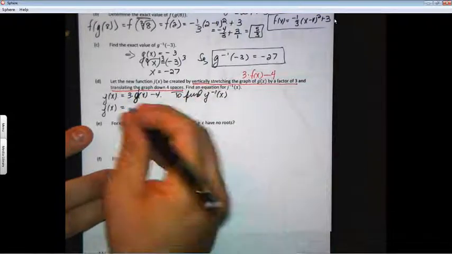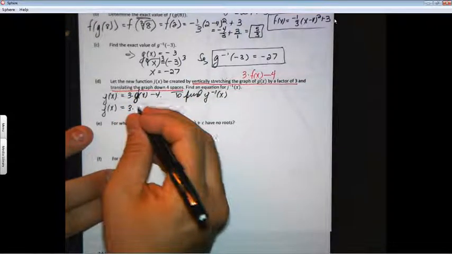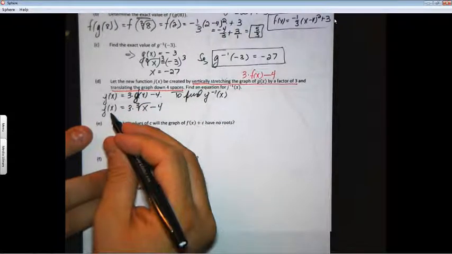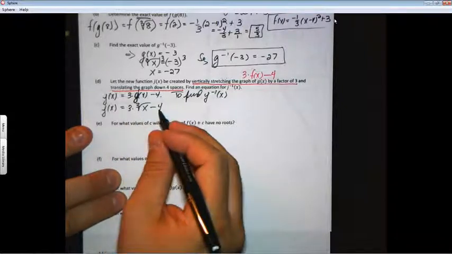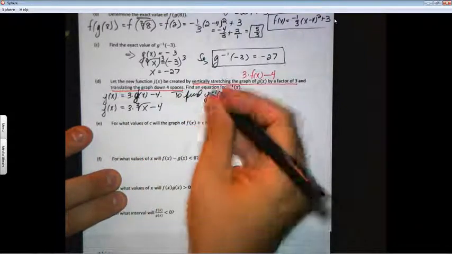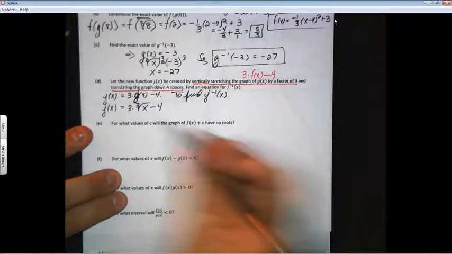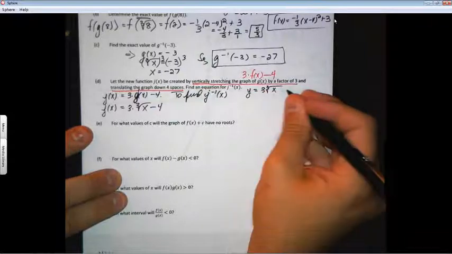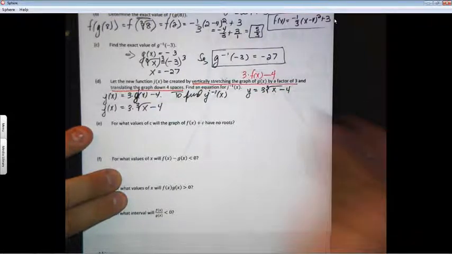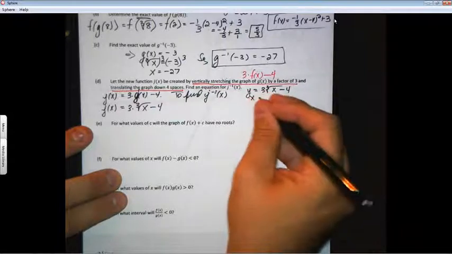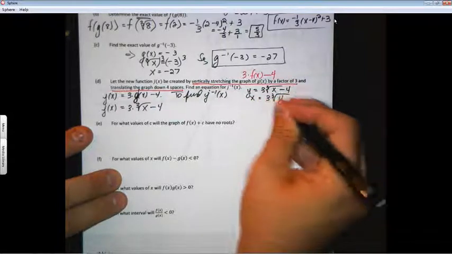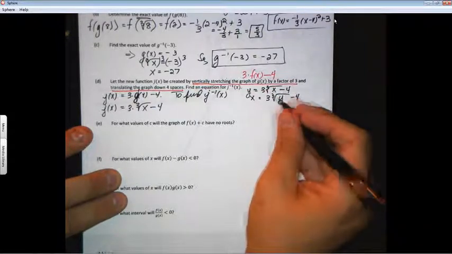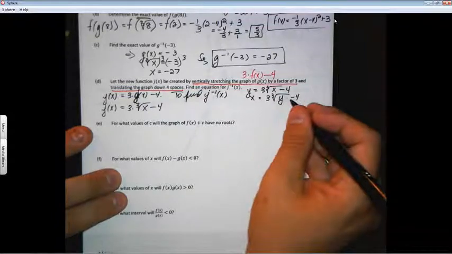If that's all the question was asking for, then I'd be done. But I need to find the inverse. So to find j inverse of x, well, first of all, let's go back here. I went a little too fast. We know that j is 3 times, not f of x, g of x. Sorry about that. 3 times g of x. Well, g is the cube root of x. So the function j that we're interested in is 3 times the cube root of x minus 4.